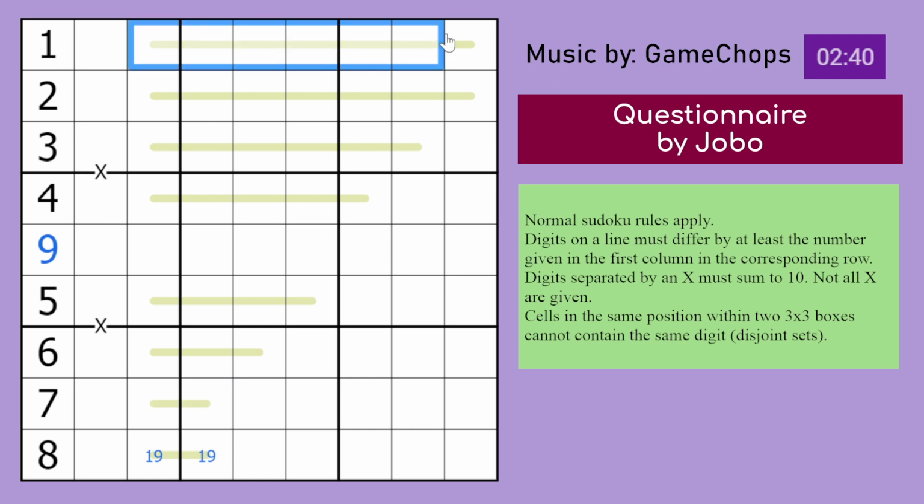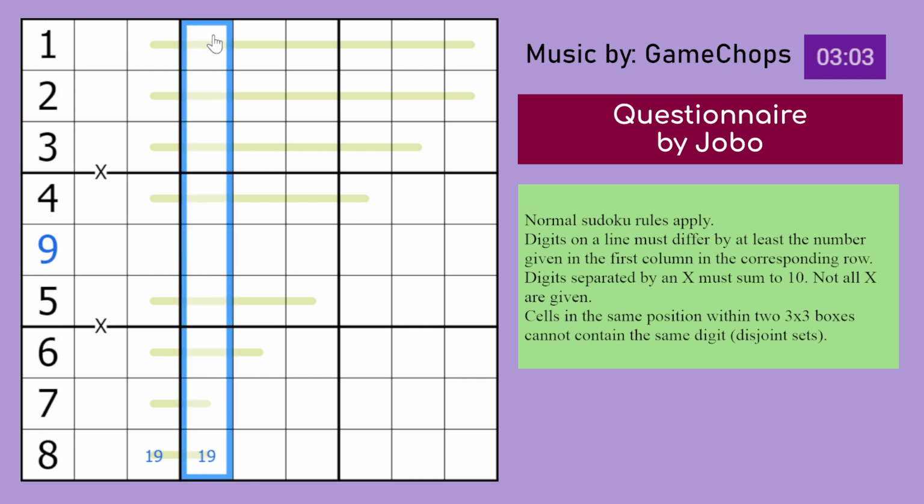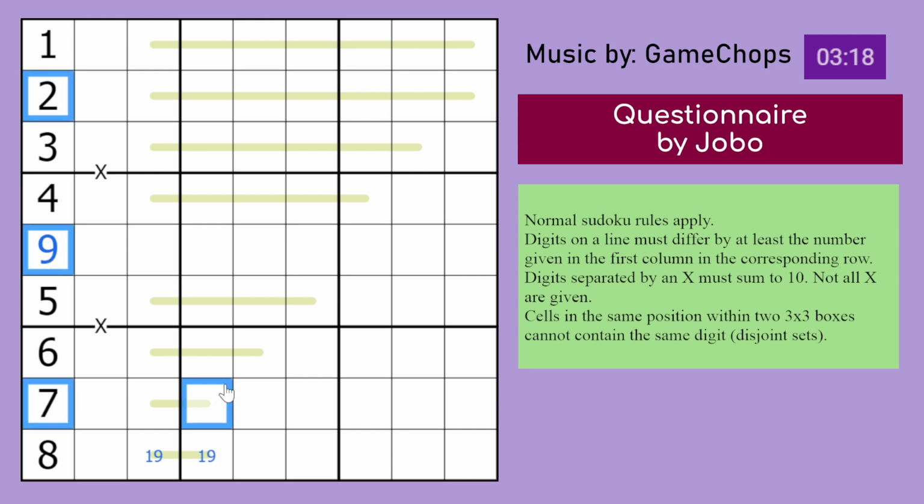I mean, this doesn't actually help, does it? Because those digits are always different, and if those digits are different, they will differ by at least 1, no matter what you do. So, okay. I don't see what to do here then. Might have to use the disjoint sets rule on this line of digits here, where this line sees those cells, but we already know it's 1 or 9. What about this digit?